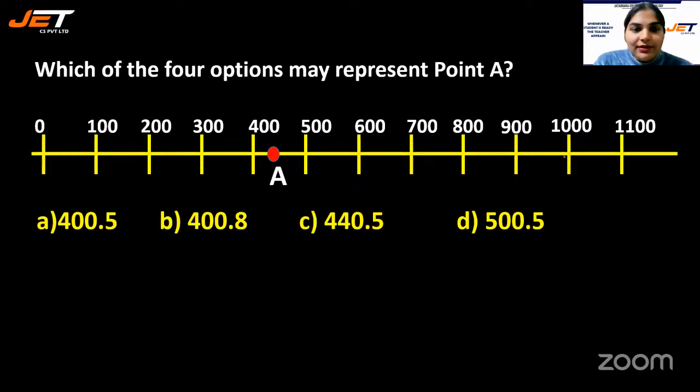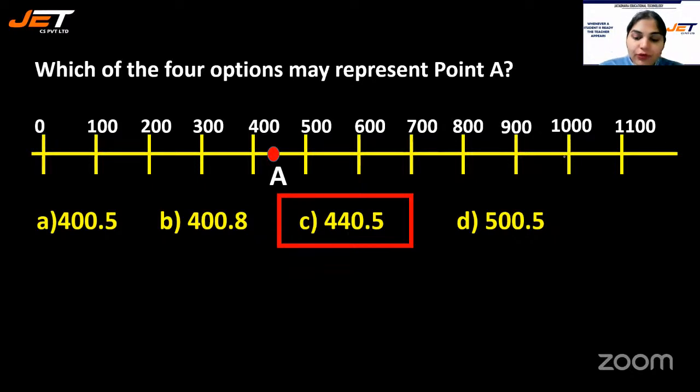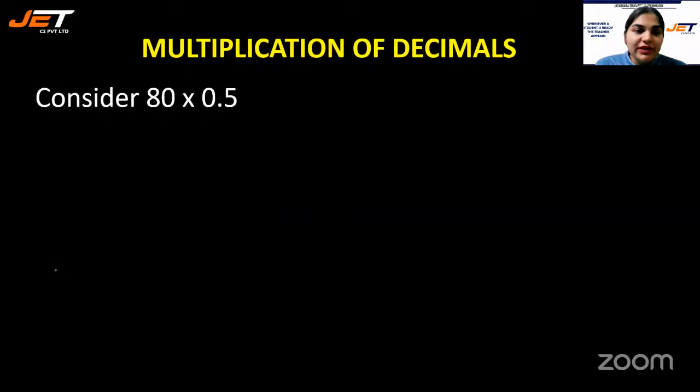Next one. It's between 400 and 500, but close to 400 rather than being close to 500. It's not even touching the center. So here it is 440.5. It's between 400 and 500, so 440.5. Now, moving on to the next kind of questions, which is multiplication of decimals.